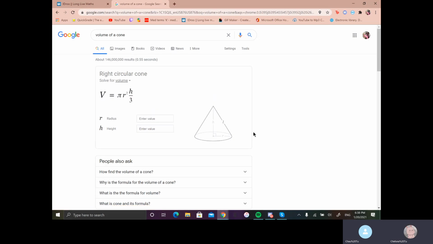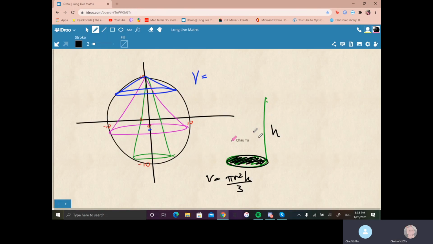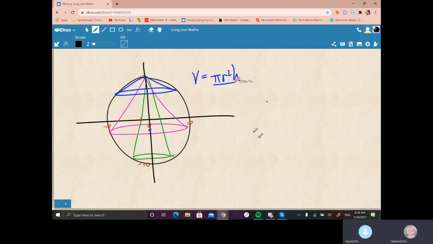Yeah, that is what we've done. So it's basically a third of a cylinder for some strange reason, which we won't get into. So the volume of a cone is given by pi r squared h over 3. So that will give us a volume.